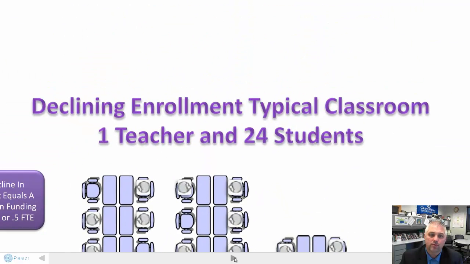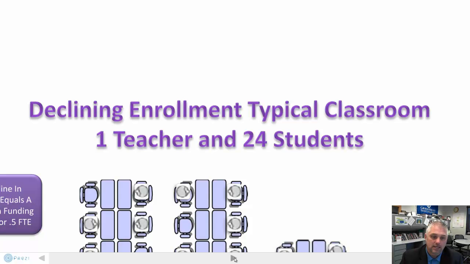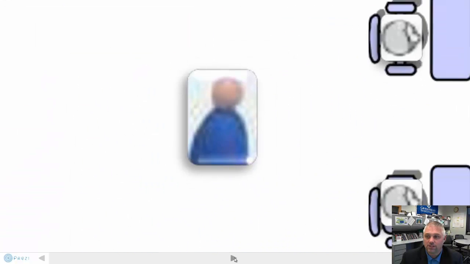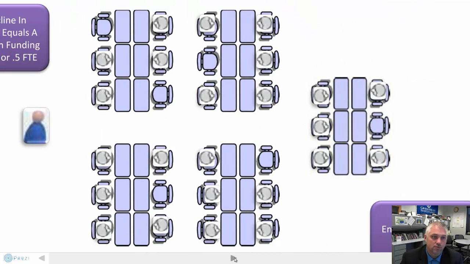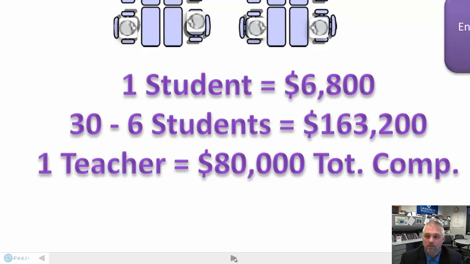So here's what happens when we have a declining enrollment piece. Let's say we've rolled this back to one teacher and 24 students. So we've lost 6 from that classroom. There's my one teacher. Here are my 24 students. I've lost 6. Now this could be just this classroom alone or spread out across the district. And here's where the interesting piece comes in. I still have that one student equals $6,800, but because I've lost 6 students, my revenue instead of $204,000 is $163,000. But my expenses are still the same for that instructional cost.